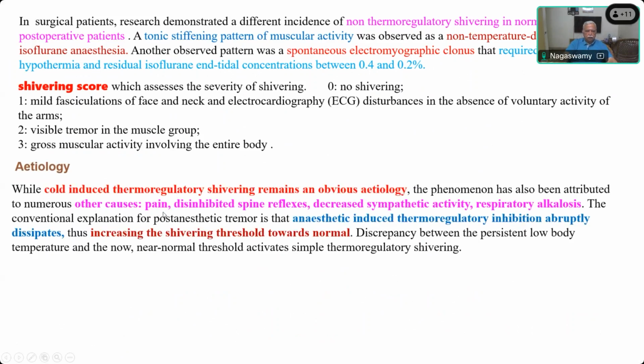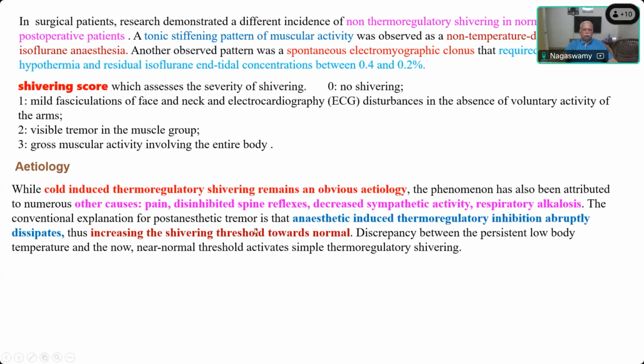Patients in pain can also shiver, or make the shivering movement, because of disinhibited spinal reflexes or decreased sympathetic activity. Patients who are hypotensive with decreased sympathetic activity will also start shivering. And if they have respiratory alkalosis, so these are all the other non-thermic causes of shivering: pain, disinhibited spinal reflexes, decreased sympathetic activity, and respiratory alkalosis.